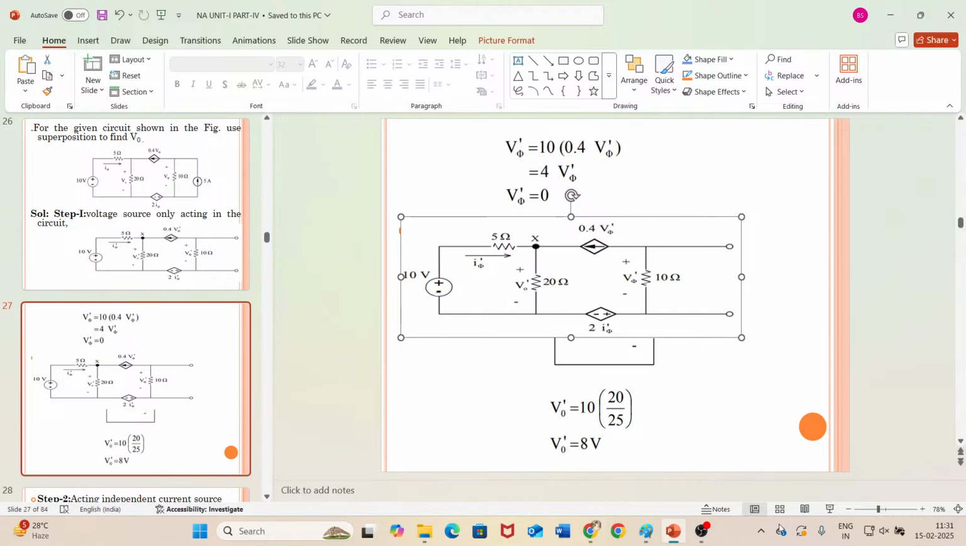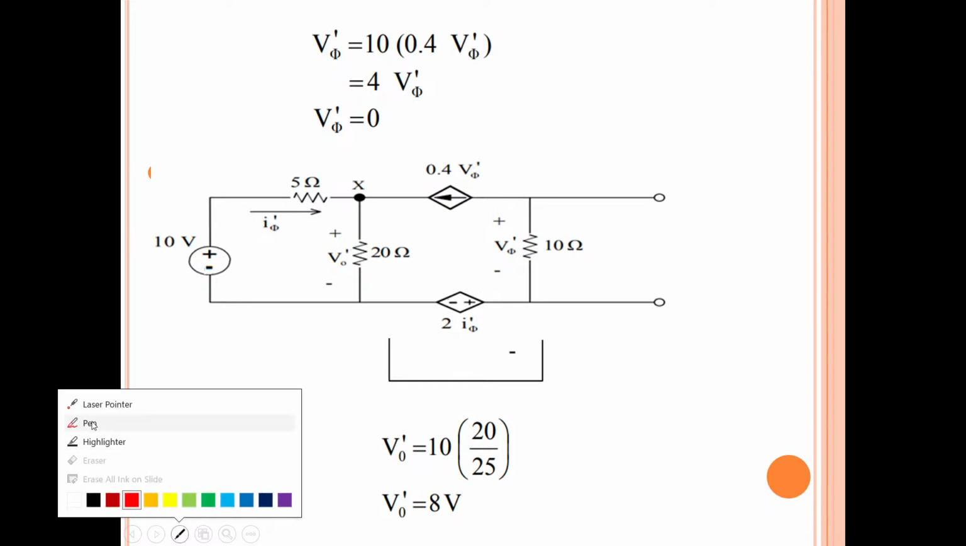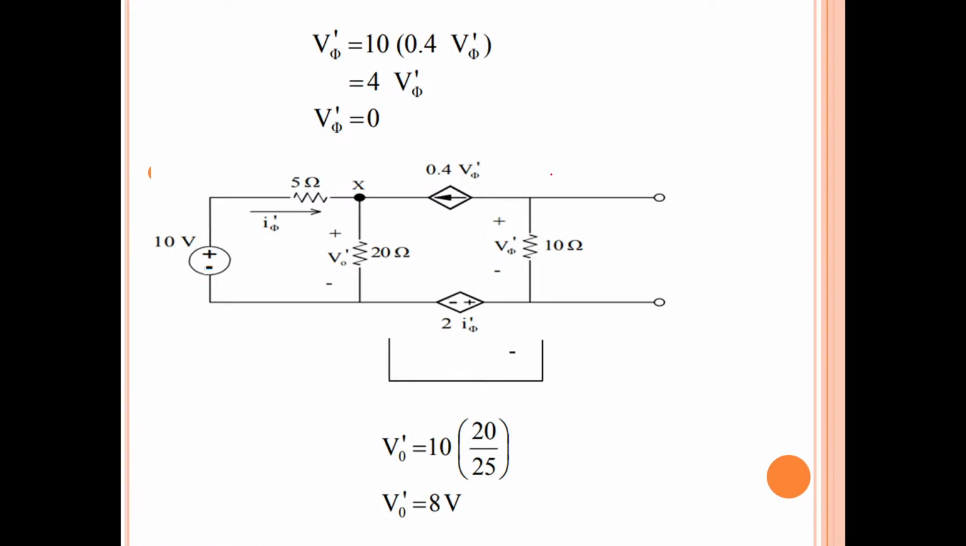Now, what is V5 dash? V5 dash is the voltage across the 10 ohms resistor, isn't it? So what is the current flowing through the 10 ohms resistor? Observe here carefully. What is the current flowing through this element?